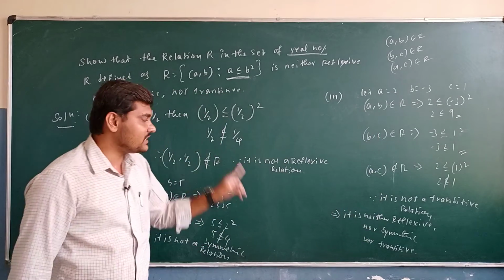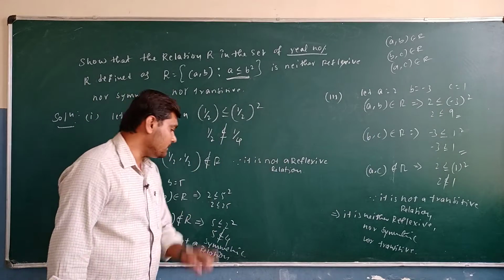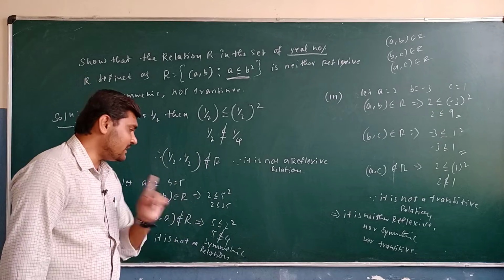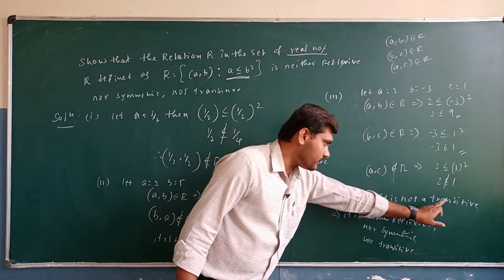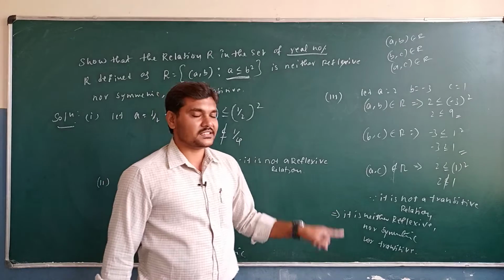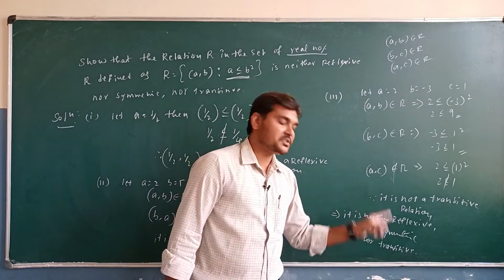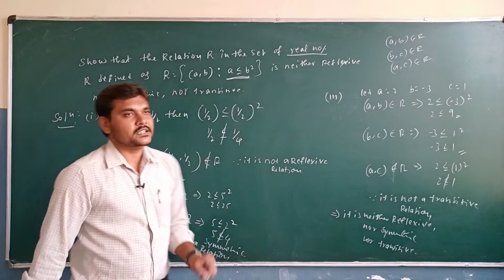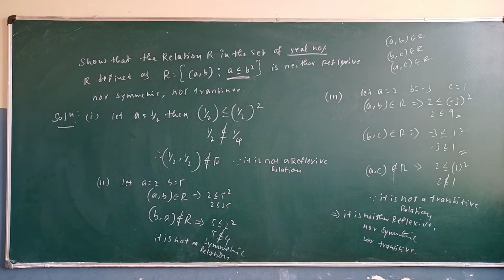So this relation does not satisfy the reflexive, this relation does not satisfy the symmetric, this relation does not satisfy the transitive. Therefore we can say that it is neither reflexive nor symmetric nor transitive. Okay, so just pause the video and read out.